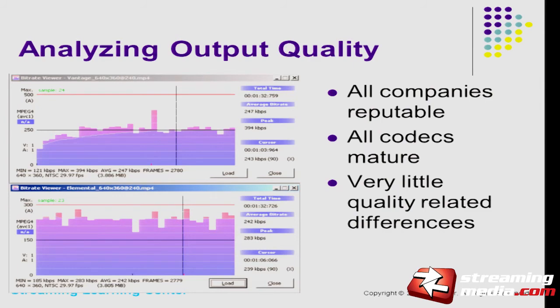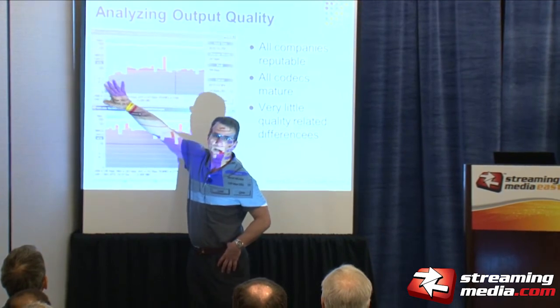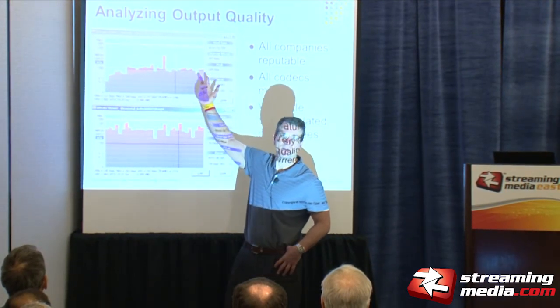So this is a tool called Bitrate Viewer that compares the data rate of the 2 files. And the data rate's really close, or I hope it's close. So the data rate here is 247 kilobits per second. Here it's 242 kilobits per second, so within like 1 or 2%. The problem is with the Vantage file, the data rate started out low for the low moving segments and increased for the higher moving segments.